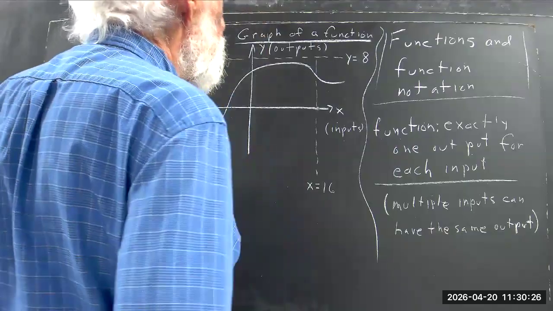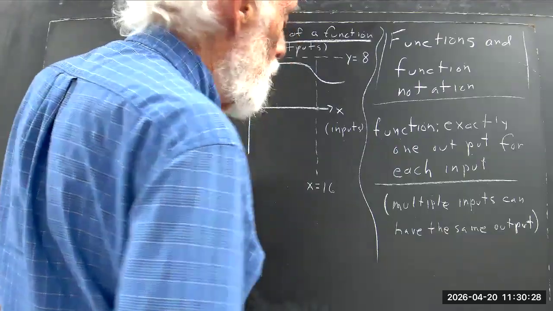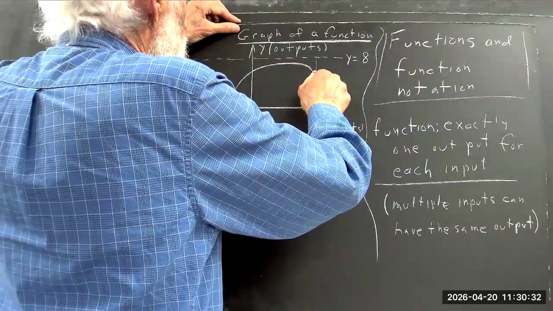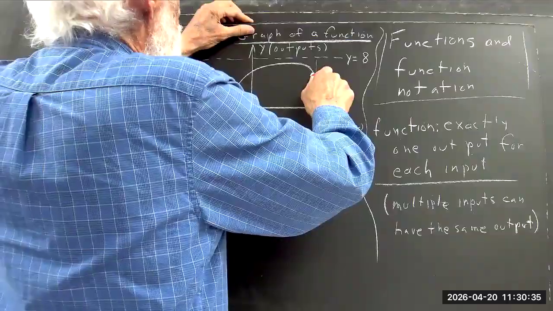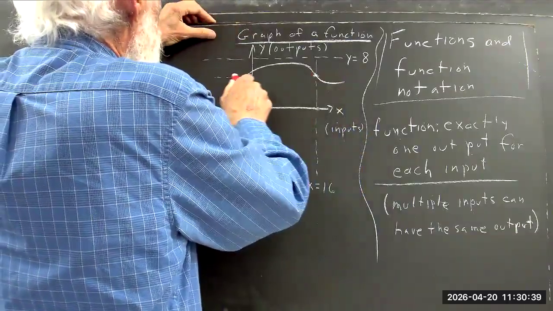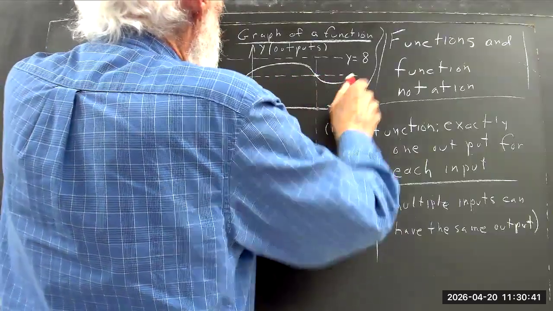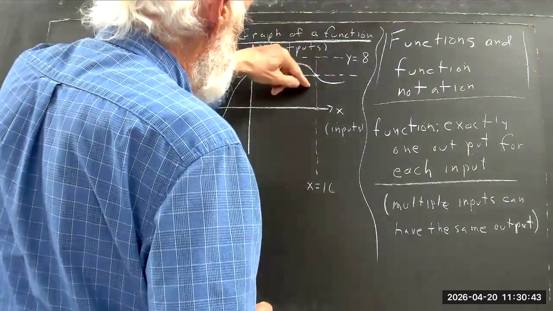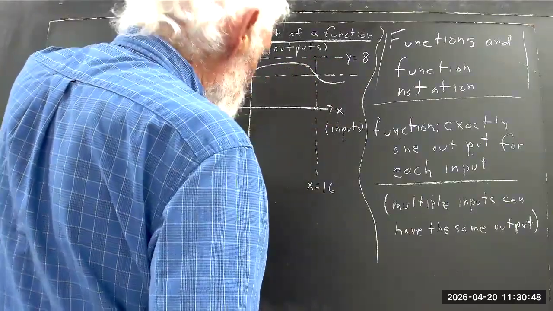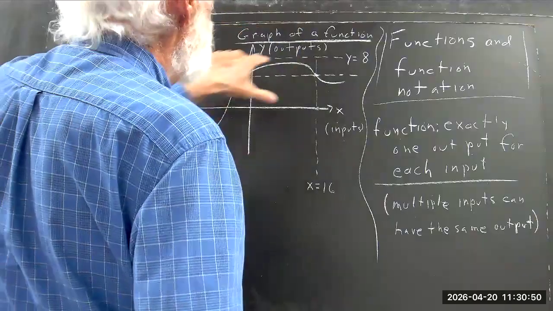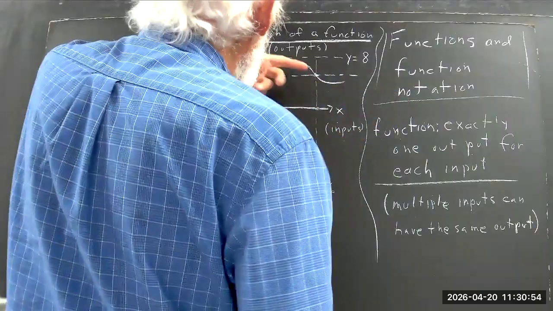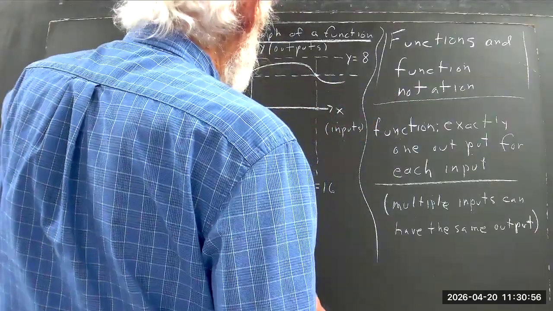Well, anyhow, x equals 16 is your input. What's your output? Well, your output is what you get on this graph. It's the y value you get on this graph at the point where the x equals 16 line intersects the curve. That would be this point, and the y value is whatever it is here.